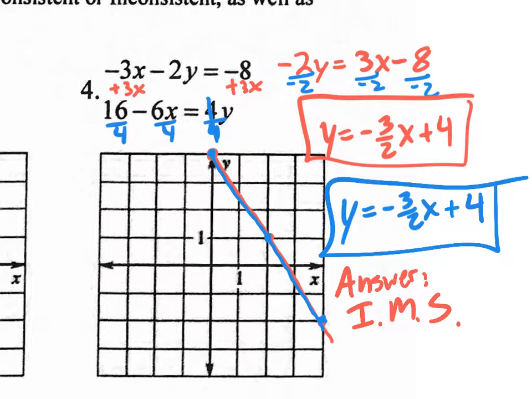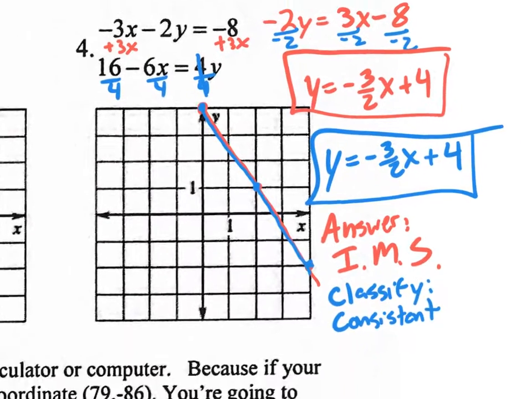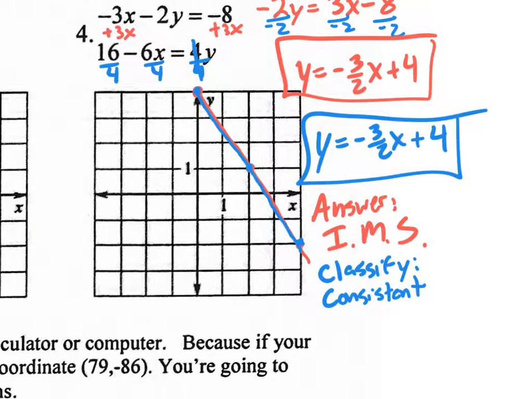Okay, now the classification, classify, what do we classify that as? Consistent, dependent. I'm running out of space here. Consistent, dependent. Okay? So there's a big difference between solving and telling me the answer and classifying it, giving it a name. Okay, the word wall up there is for giving it a name, for classifying.